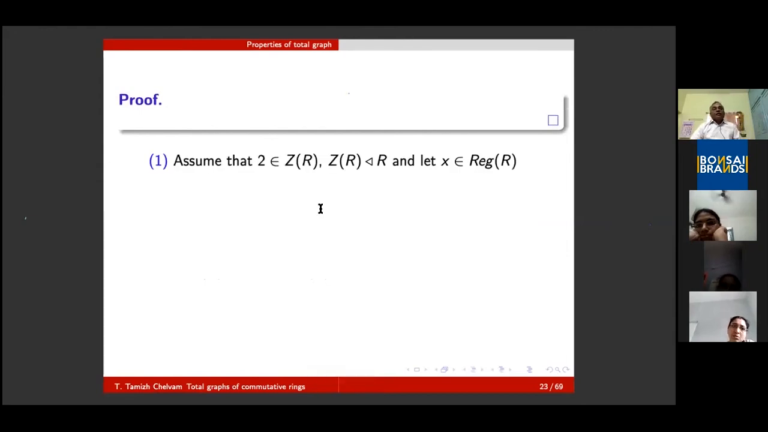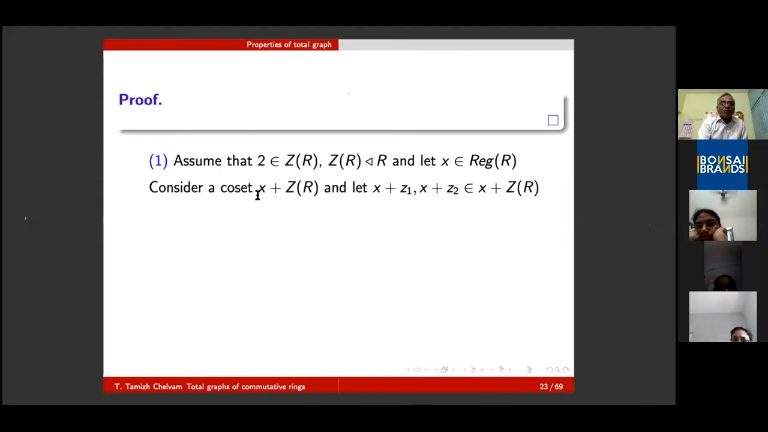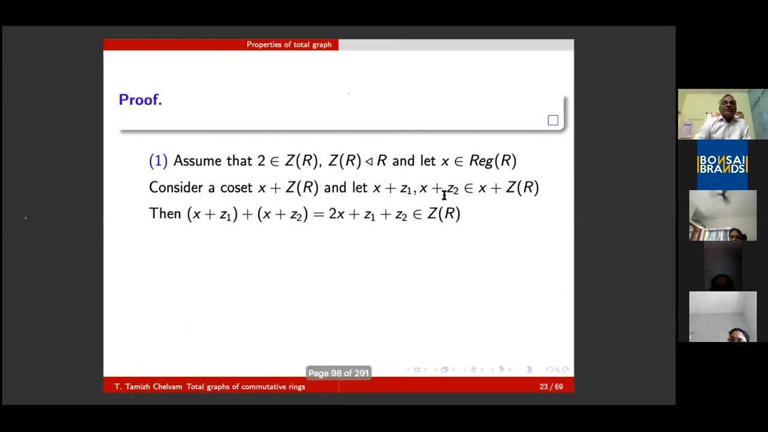Okay. So what are the assumptions for this part? 2 is an element of Z of R, and Z of R is an ideal. Let me take an element x in regular, so x is not a zero divisor. Consider the coset x plus Z of R. It is a coset which is disjoint from all other additive cosets. Let me take 2 elements here, one is x plus z1, another one is x plus z2, where z1 and z2 are elements of Z of R.